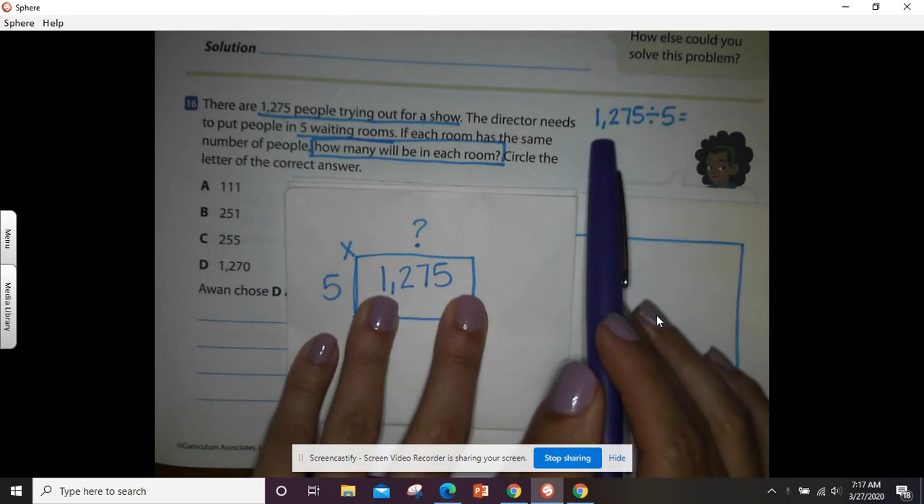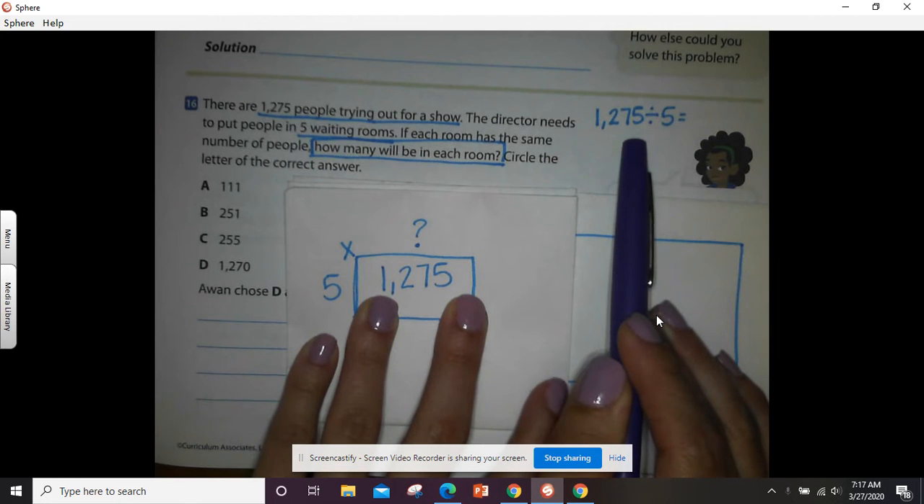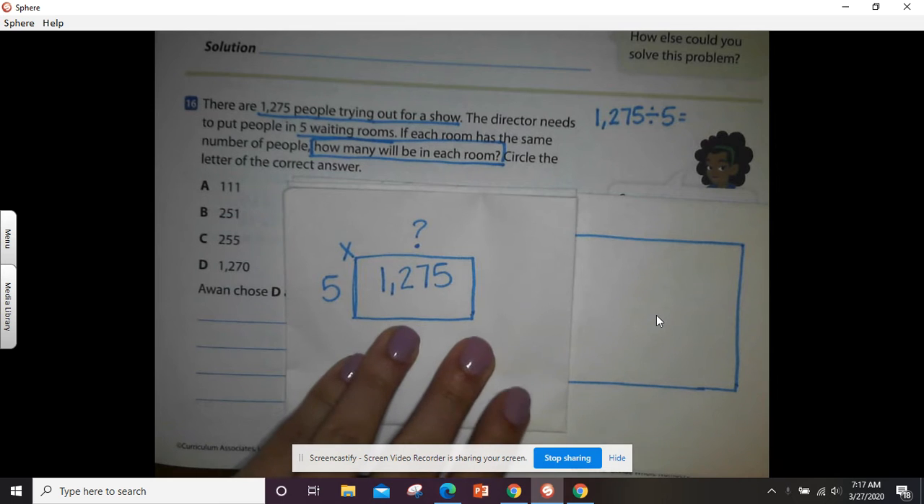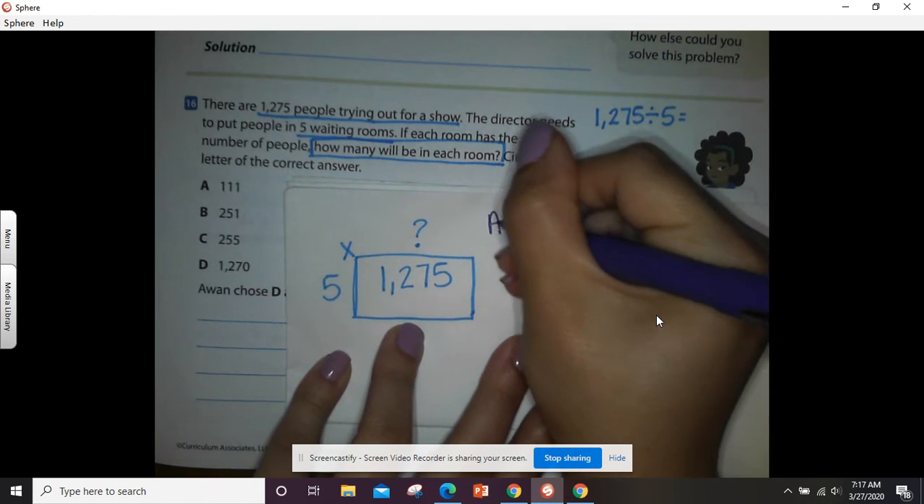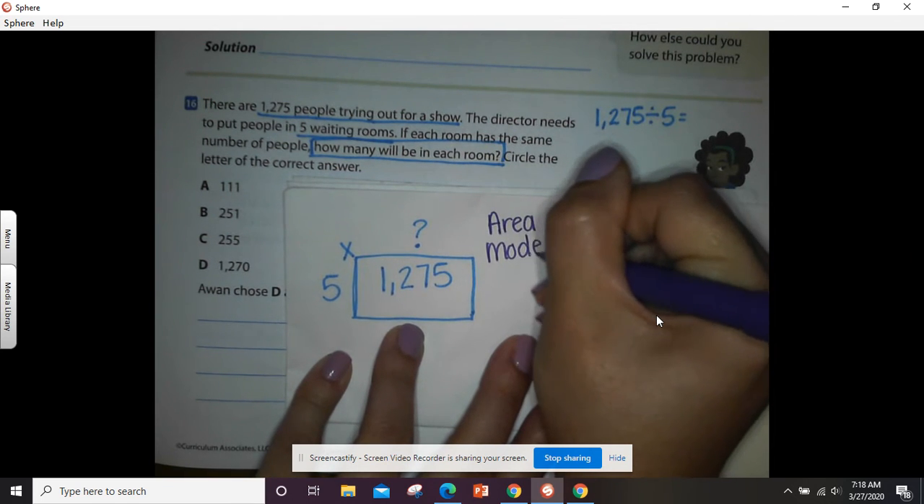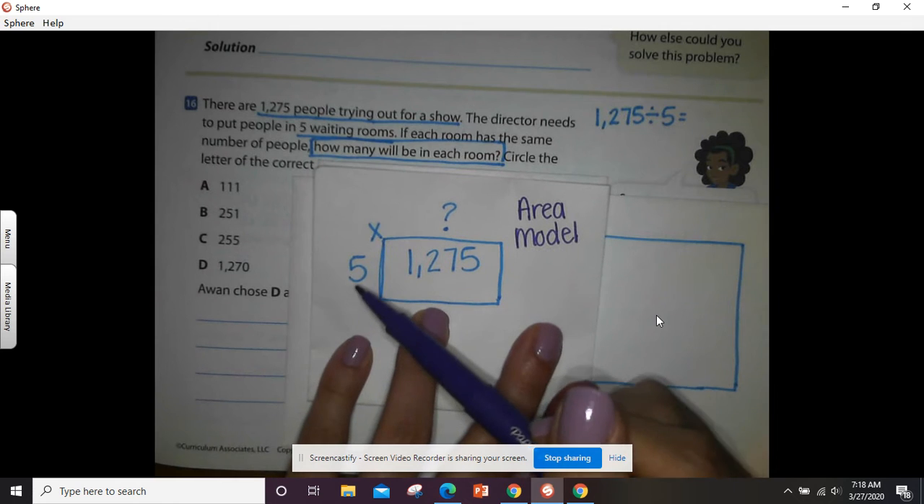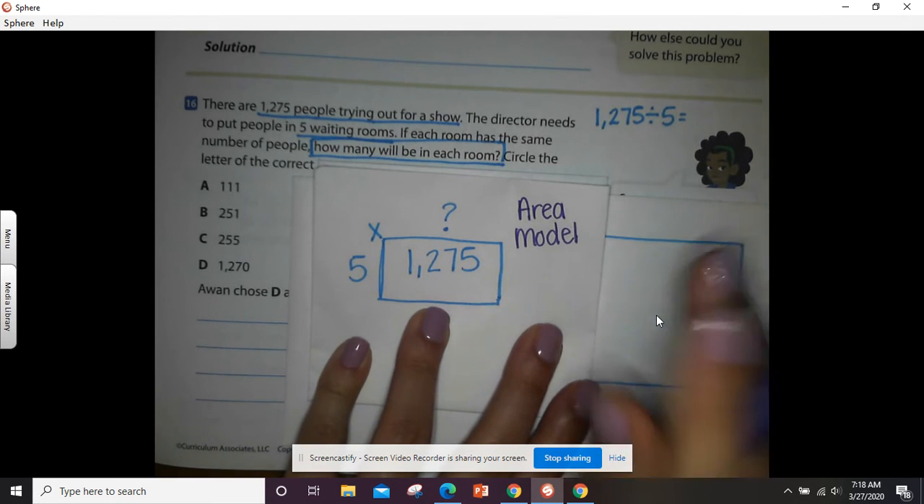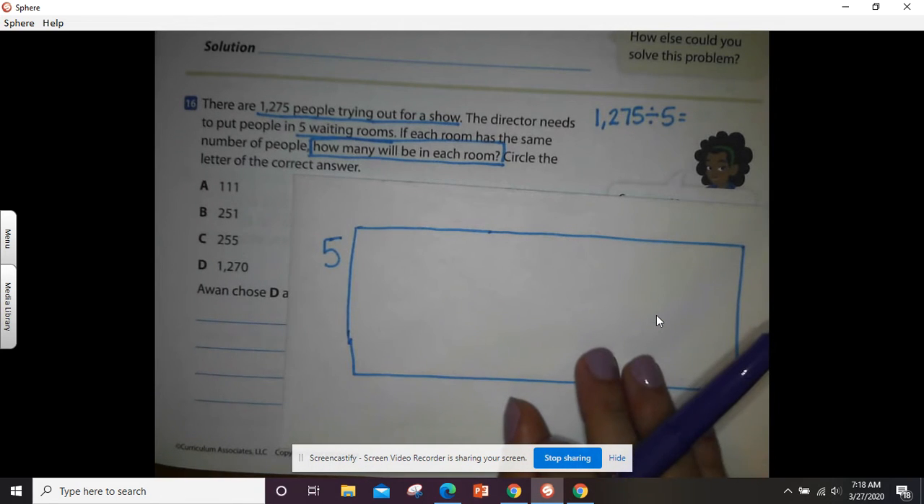So I've gone ahead and written my equation, 1,275 divided by 5. And I have shown you twice with the partial quotient, so we're going to go back and try that area model strategy. It's going to look like something like this. I want to know 5 times what will get me 1,275. So let's figure that out.